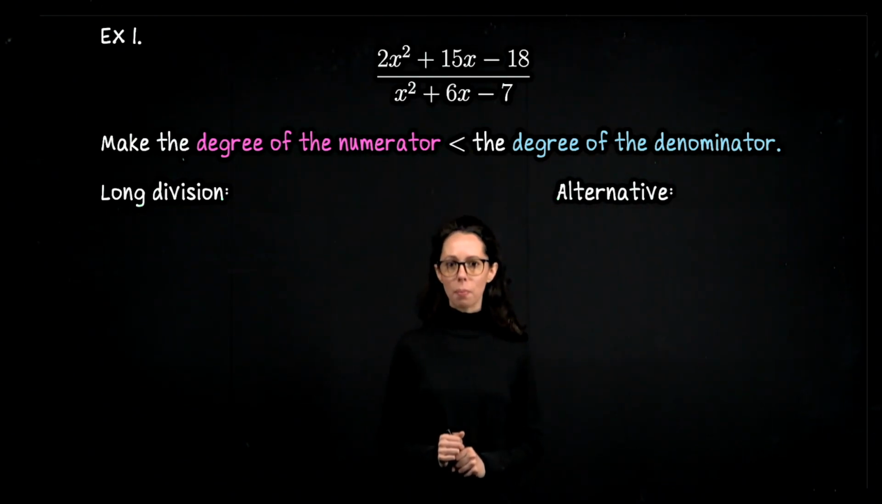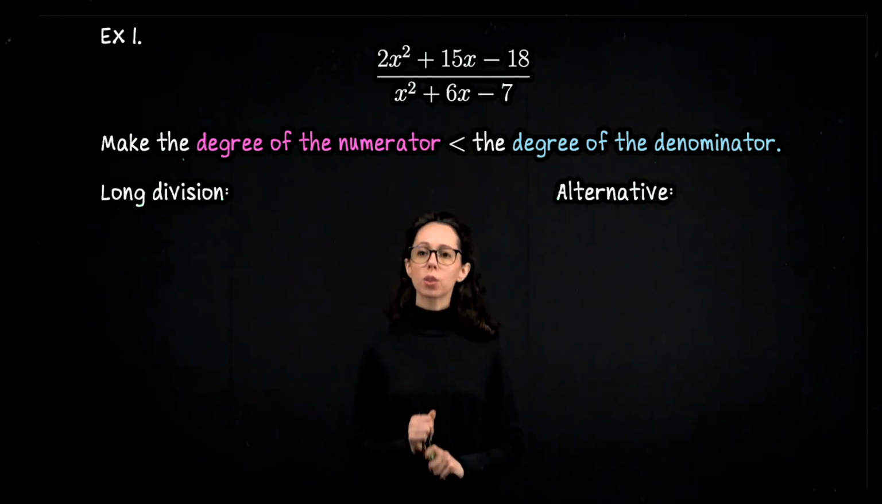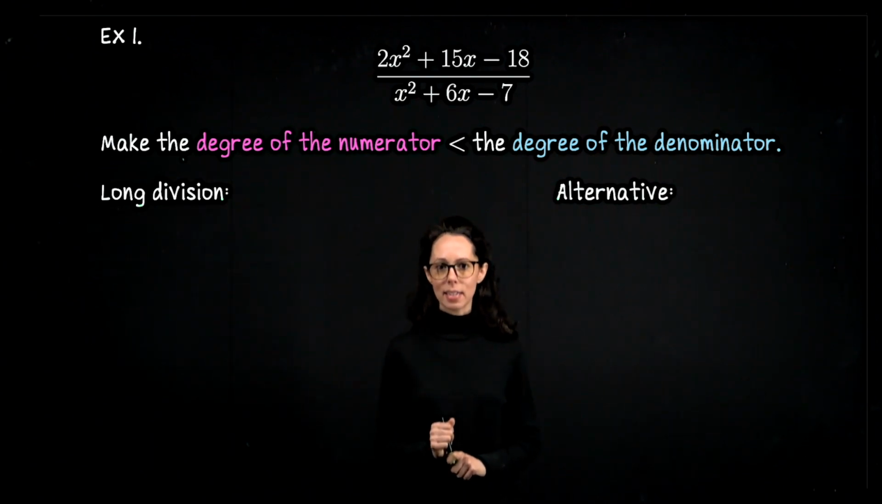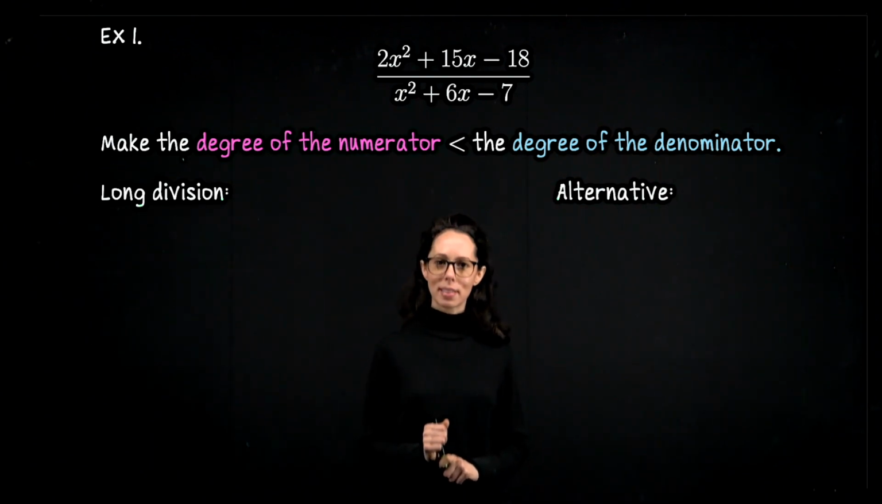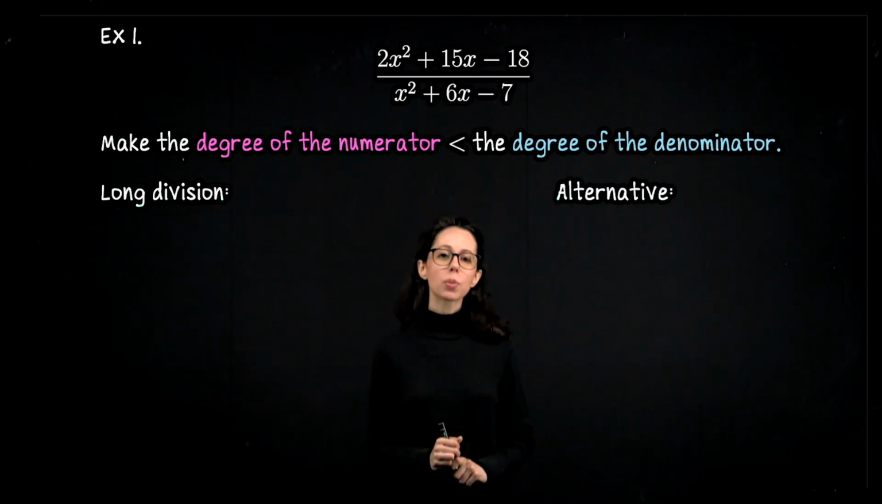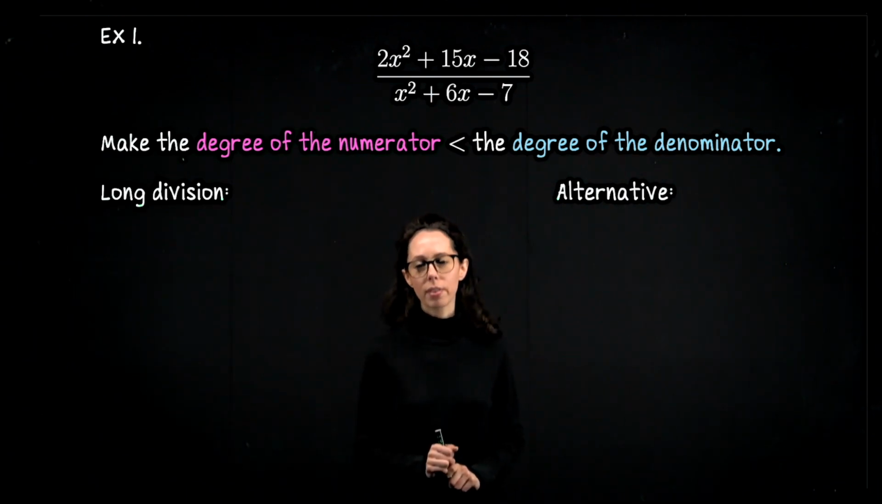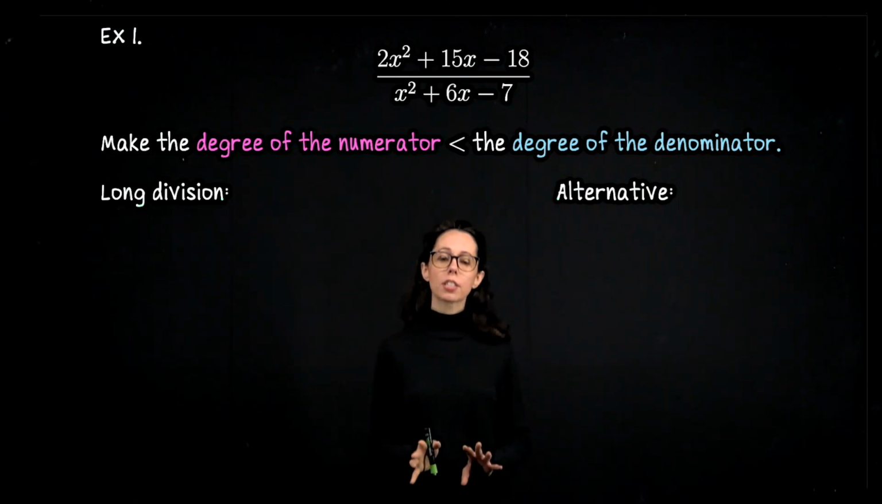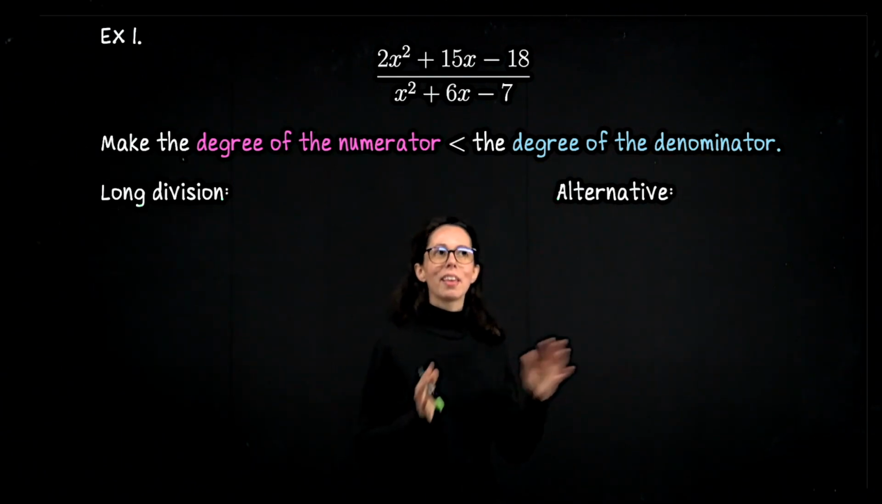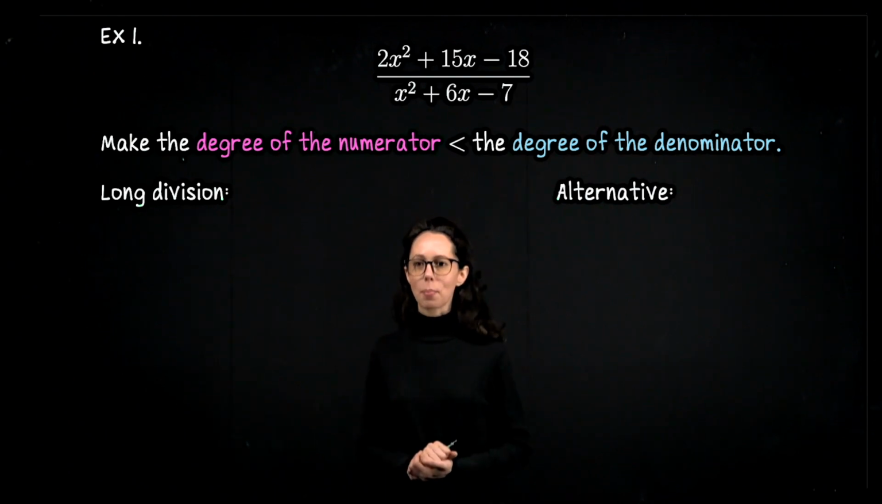Let's start with this example. We are looking at 2x squared plus 15x minus 18 over x squared plus 6x minus 7. In this case, we have a ratio of quadratic polynomials. The degree of the numerator is the same as the degree of the denominator. We want to fix that first, then we'll do the partial fraction decomposition, then we'll integrate. So we will do several things with this example.